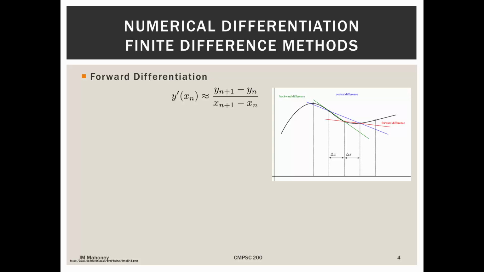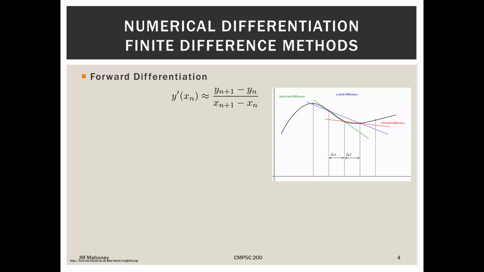If I want to know the slope at the 20th point of data I have, then using forward differentiation, I can find the function's value at the 21st point minus the function's value at the 20th point. That's y of n plus 1 minus y of n. So again, here n is 20.